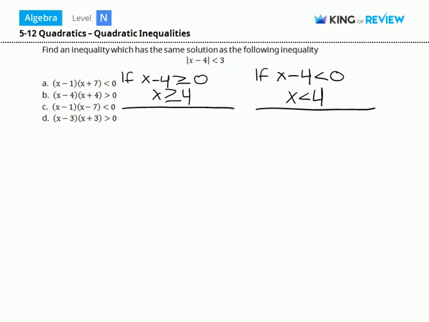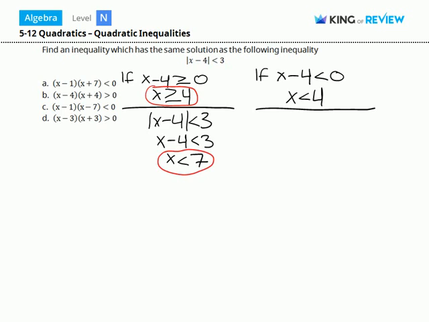So let's first deal with the first condition. x minus 4 is greater than or equal to 0. So we have the absolute value of x minus 4 is less than 3. This gives us x minus 4 is less than 3. And solving for x, we get x is less than 7. So you can see here that under this first condition, we have two inequalities. We have x is greater than or equal to 4, and x is less than 7.